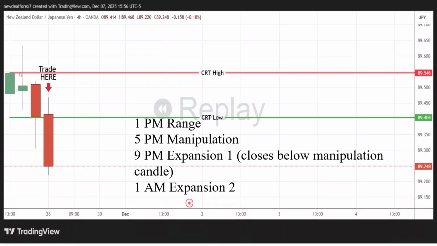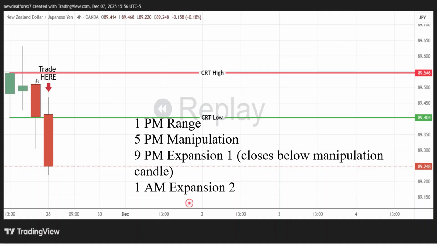So number one, you'll have your traditional range candle. This is at 1 p.m. or 1300 on the 24-hour clock, Eastern Standard Time. I'm on the East Coast. Next, you have your manipulation candle, which pokes above the range, closes inside of it at 5 p.m. And then 9 p.m. will give you the expansion to the downside.